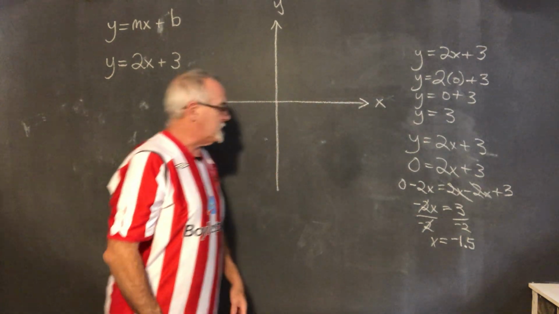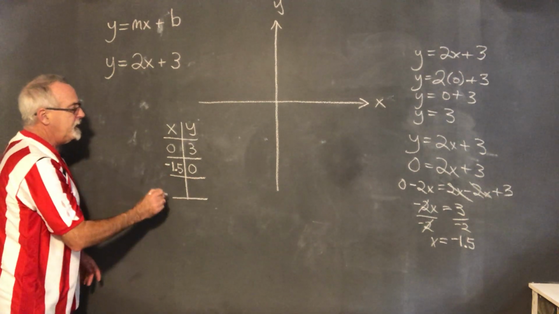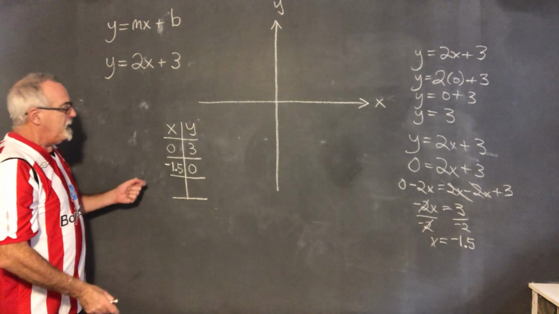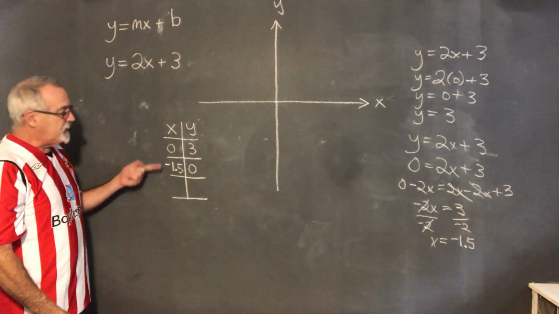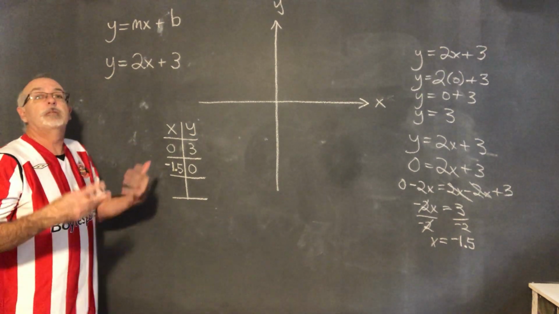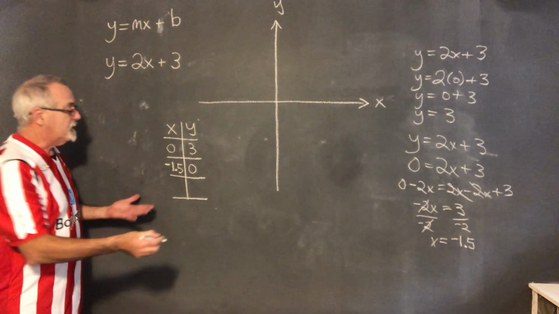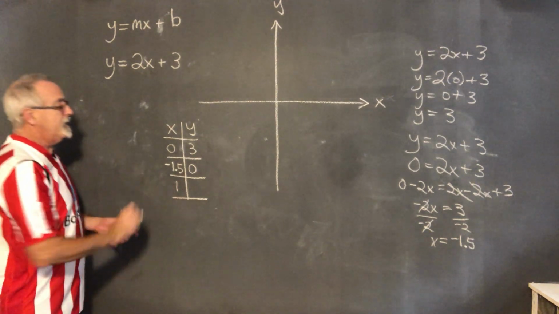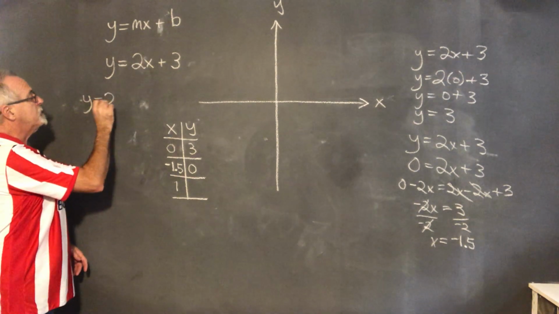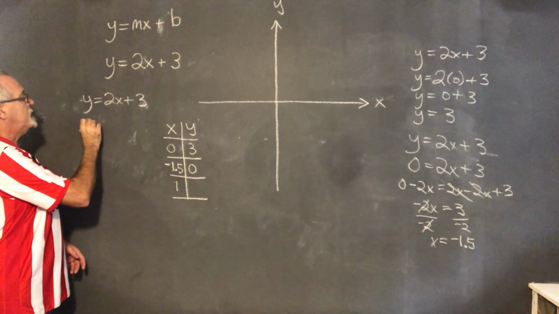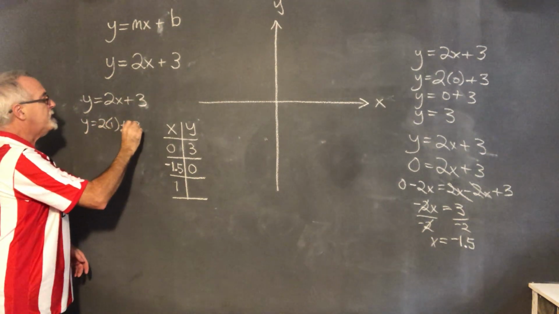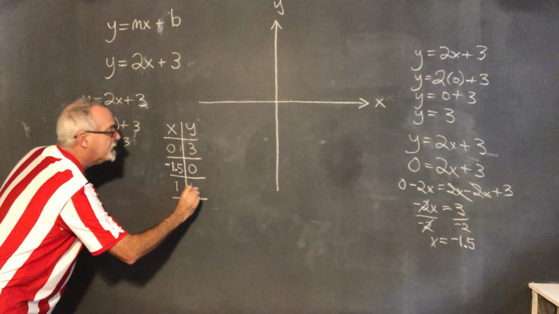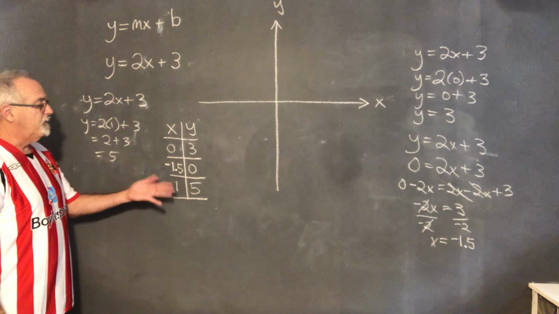I am running out of room for algebra over there. I'm going to do one more. I guess I'll do it here. So I want to choose another number to plug in. I'm going to plug it into the x side because it's faster. But I don't want to choose x equals 0, and I also don't want to choose x equals negative 1.5 because I've already used both of those. So I can choose anything else I want. I think I'm going to choose 1. If x is equal to 1, then y equals 2x plus 3 becomes y equals 2 times 1 plus 3, which is 2 plus 3, which is 5, and I have the y coordinate that goes with the x coordinate of 1. I have the point 1, 5.